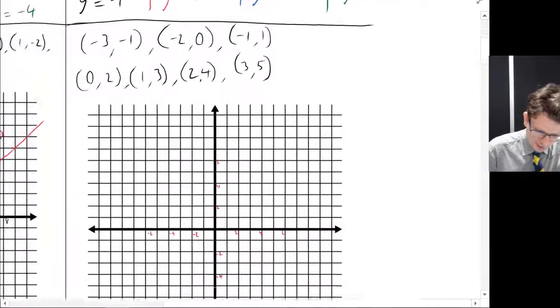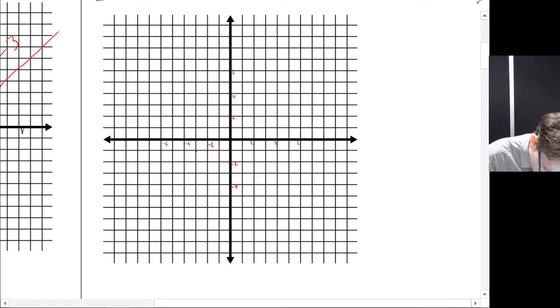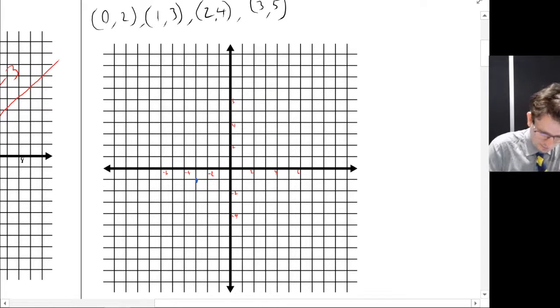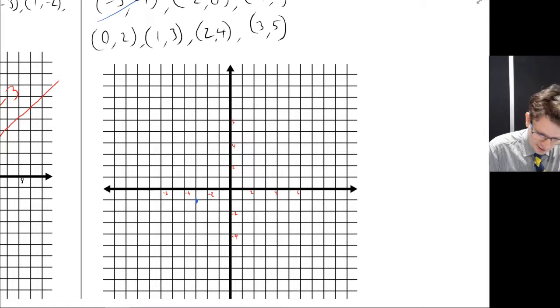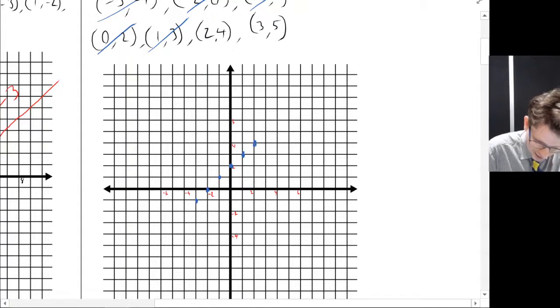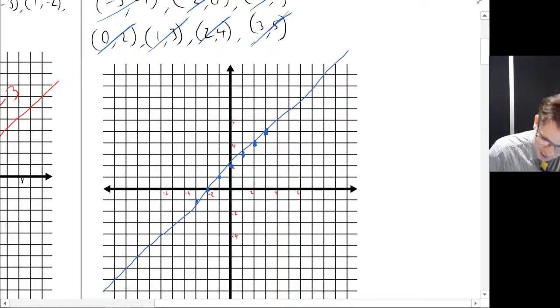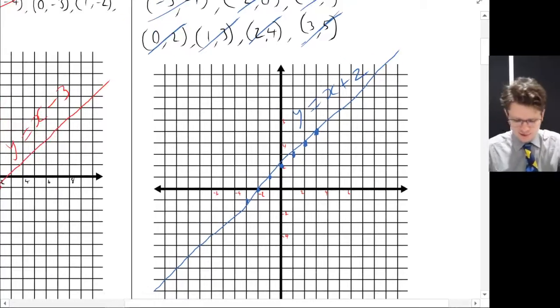So minus 3, minus 1. So there's the first point. Minus 2, 0. And you'll notice once you kind of see the pattern on the picture, you can kind of skip a little bit, and it gets a little bit easier as we go through. And now I'm going to try to draw a straight line through it all. If you've got a ruler, it's a lot easier. And y is equal to x plus 2. And that's your final equation.